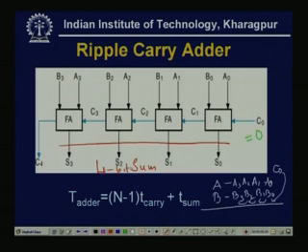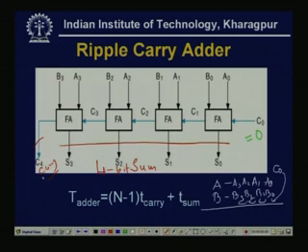And this is my carry of the adder. See why the name: as if there is some rippling effect, that means carry is propagated from the input to output, means from LSB side to MSB side. So that is why it is called the ripple carry adder.